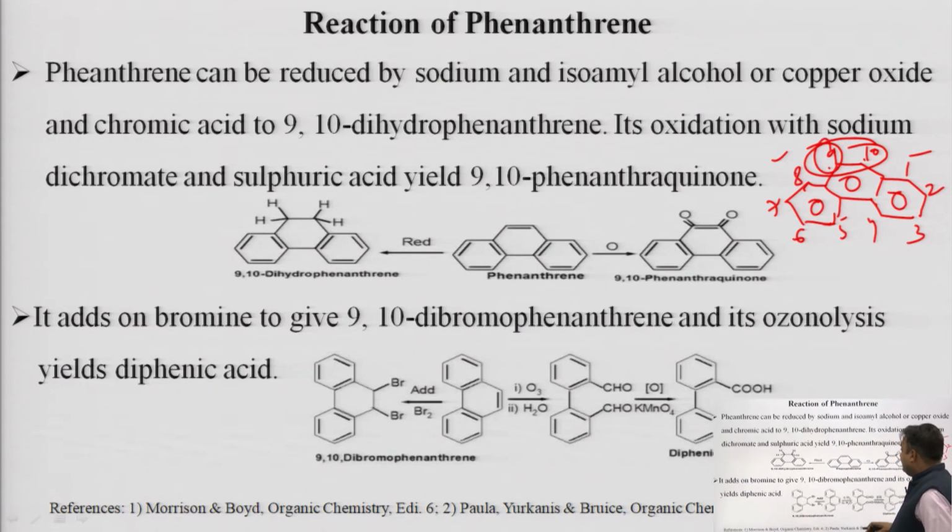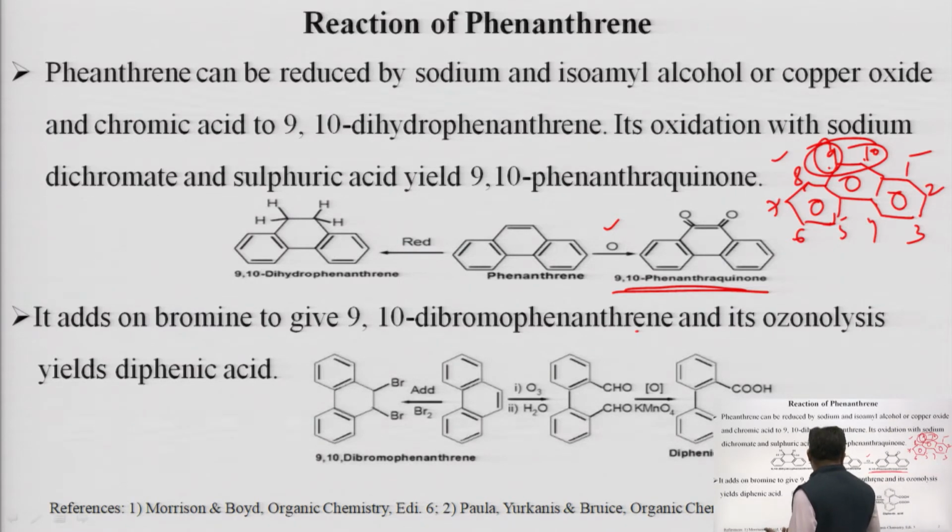Phenanthrene can be reduced by sodium and isoamyl alcohol, or copper oxide and chromic acid, to 9,10-dihydrophenanthrene. Its oxidation with sodium dichromate and sulfuric acid yields 9,10-phenanthrenequinone. As you can see, oxidation in the presence of sodium dichromate and sulfuric acid gives 9,10-phenanthrenequinone, while reduction in the presence of sodium and isoamyl alcohol, or copper oxide and chromic acid, gives the 9,10-dihydrophenanthrene ring.